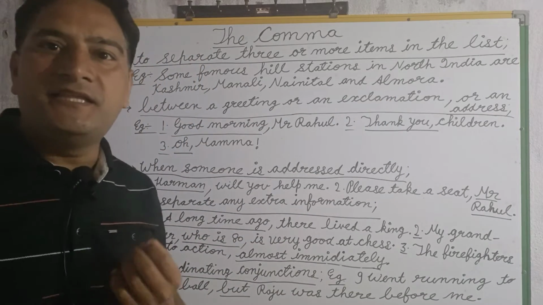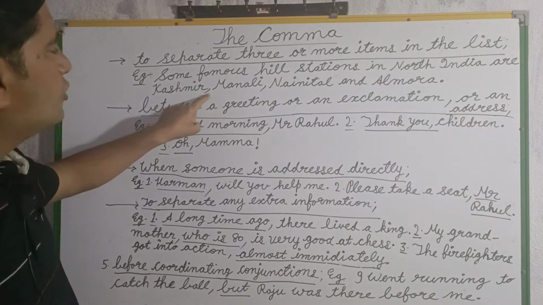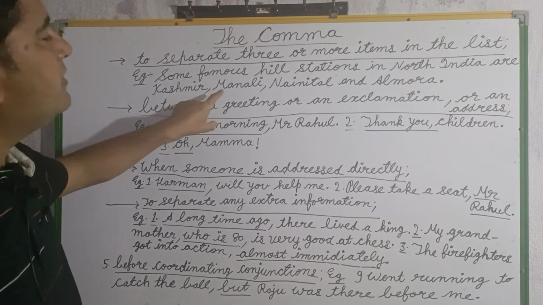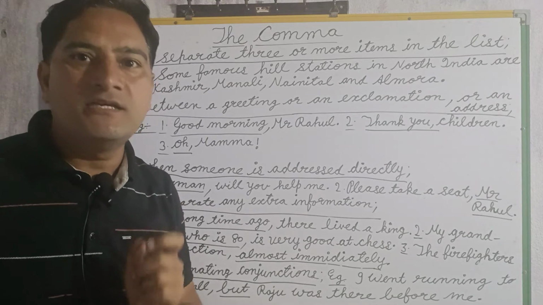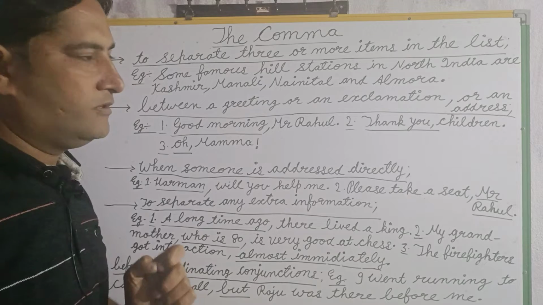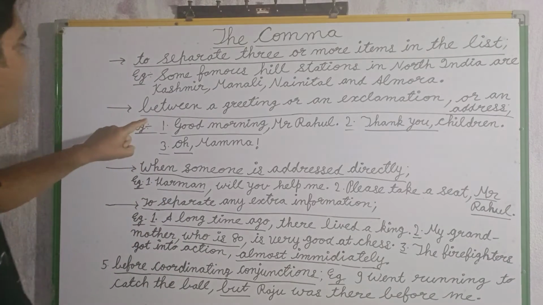To separate these hill stations, here a comma has been used. Here after Kashmir, after Manali. So to separate three or more items, a comma is used. Understand? Let's see the second use.